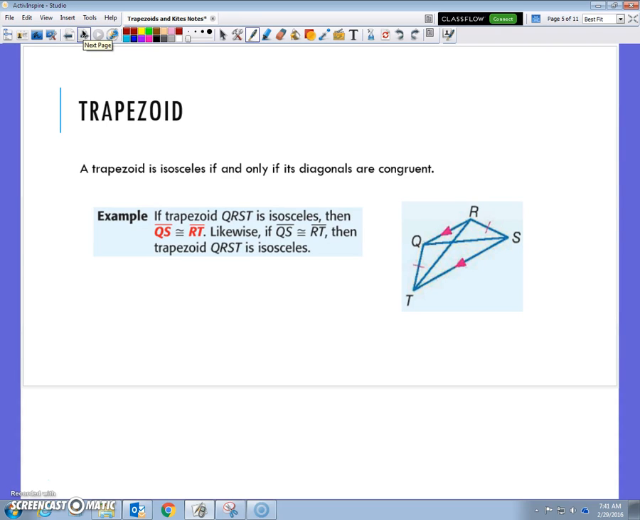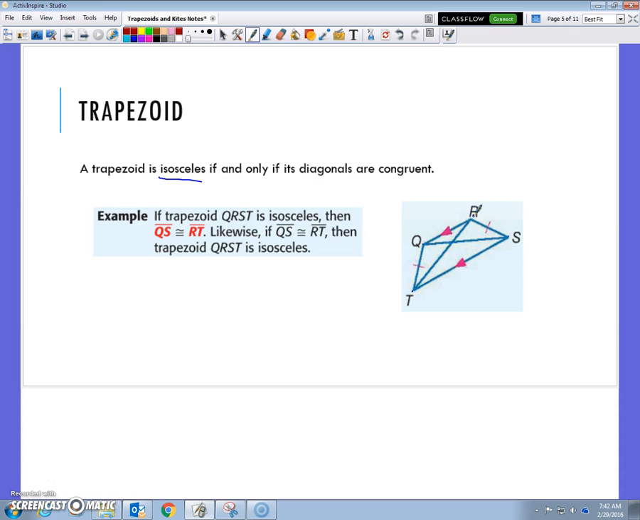Another thing that's special about isosceles trapezoids is it shares a property of rectangles. With a rectangle, if the diagonals are congruent, that's the same as a trapezoid that is an isosceles trapezoid. So this is only if it's isosceles, though. Okay, the diagonals are congruent. It tells me that QS is congruent to RT. Okay. The converse is true the same way.